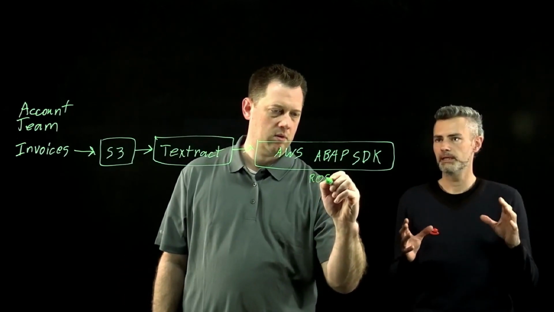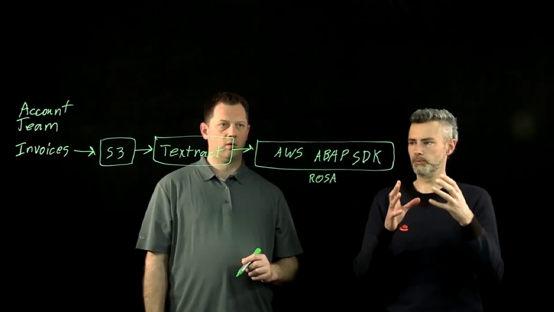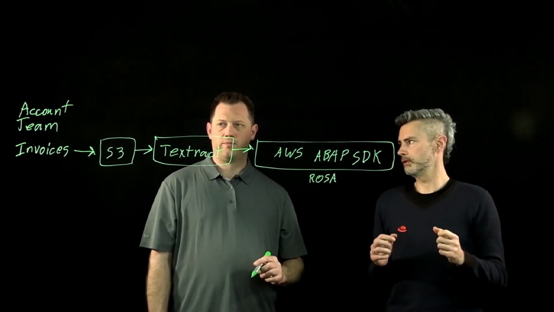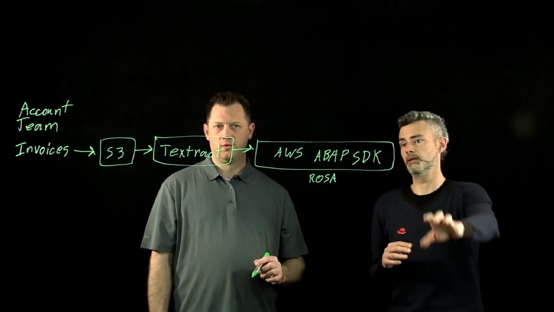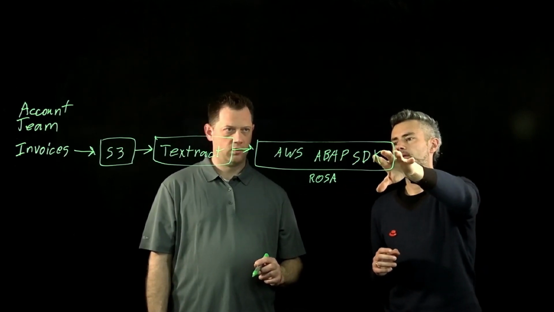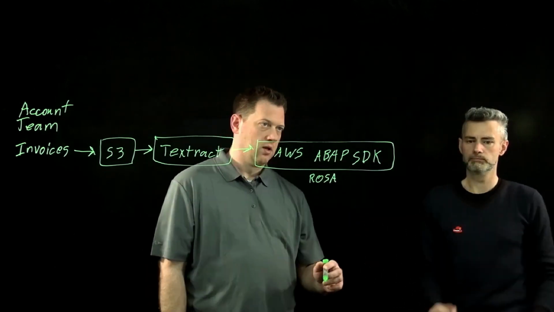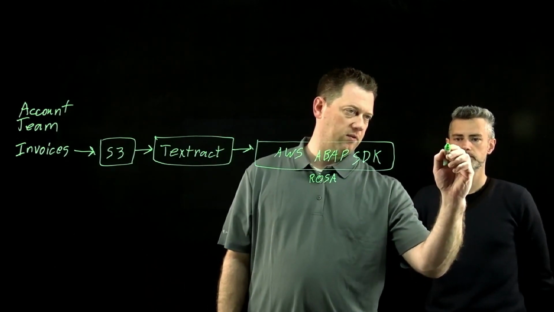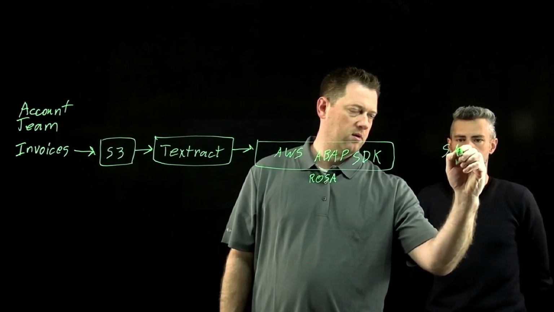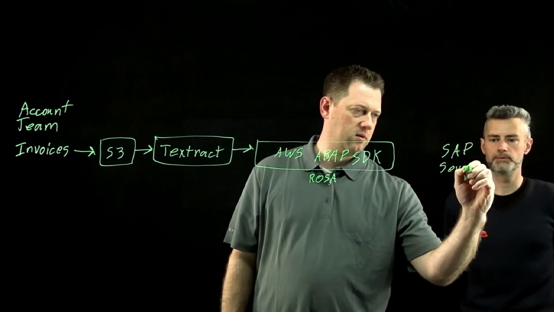So they will have an application written, for example, in this case in ABAP, that will take the invoices and it's going to process the invoices, right? And that application will use the ABAP SDK in order to be able to interact with the S3 bucket. Okay. And then we have our SAP server over here. Yeah. On its own VPC, as we just saw before.